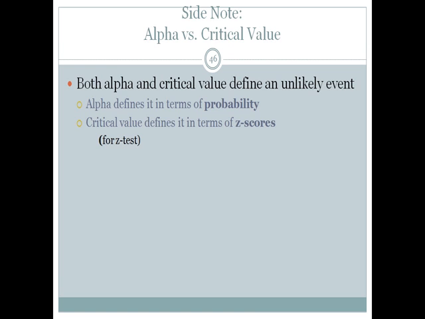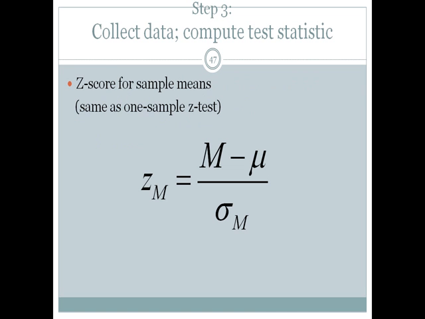So let's go on to step 3, which is collect data and compute a test statistic. In this case, we can use a one sample z-test, which is outlined in the chapter. Let's say that we have capital M, a sample mean, and we want to compare that to mu, the population mean, and we have the standard error, which is the denominator, sigma sub M. So this is the one sample z-test.